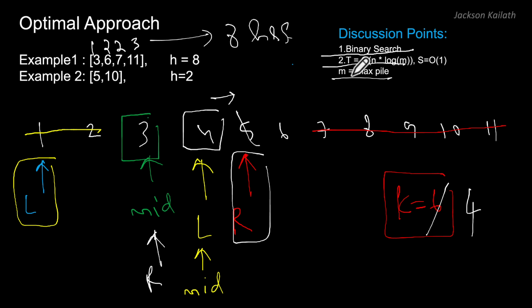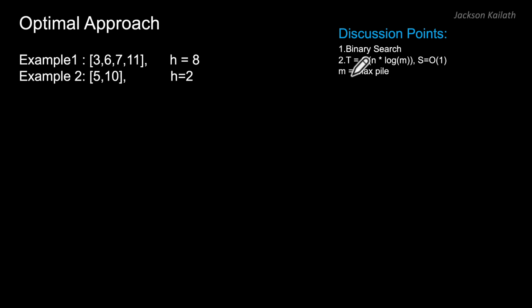Now I have one more example over here. You can try it out on your own. Like if this is the piles array and if h is equal to 2, you can just try out on your own what would be the minimum workable speed for eating all the bananas in 2 hours.